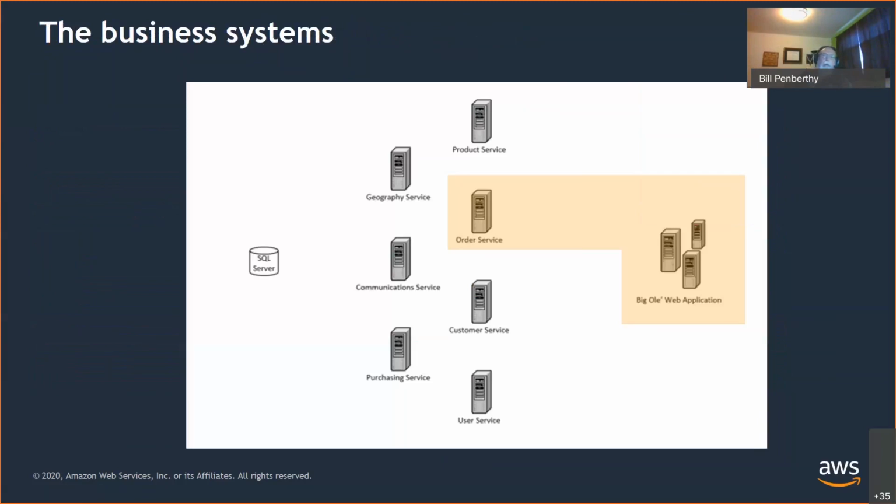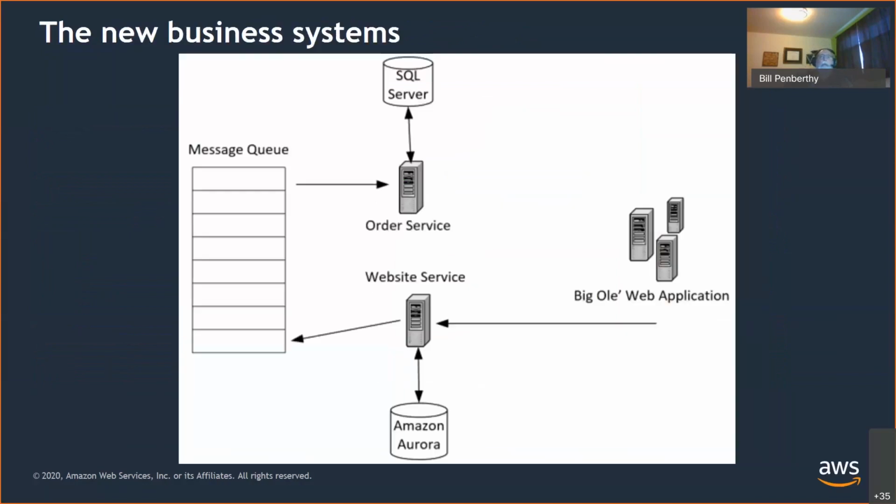So we know that the website calls multiple services as part of its processing, such as the order, user, and payment. So let's talk about those two highlighted systems and how they should change. So this is what our goal system looks like. The website will pass information along to the website service. The website service will persist that information that the website thinks is relevant and then queue up a message containing that data. The order service, rather than being directly called by the big old web app, is now listening to the message queue for messages that fit the appropriate criteria.